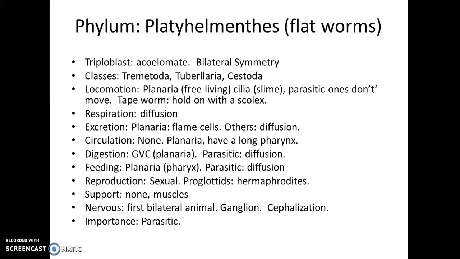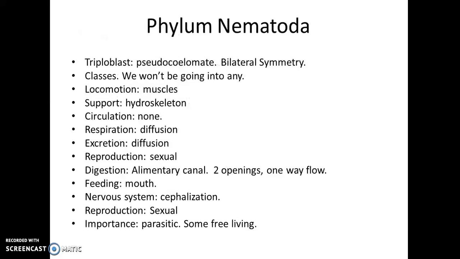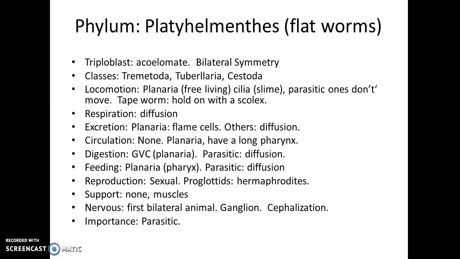They have muscles. Nervous system, they are the first bilateral animal, so they have a ganglion, cephalization with two nerve cords, and the importance of some of these is that they are parasitic. Hit pause if you need to. So we're going to stop there and finish this up with the next screencast. Have a good night.